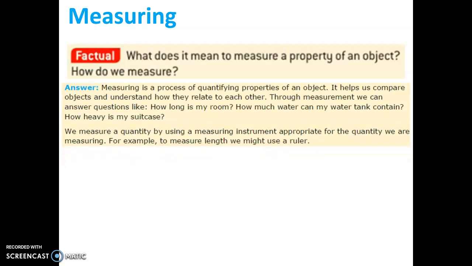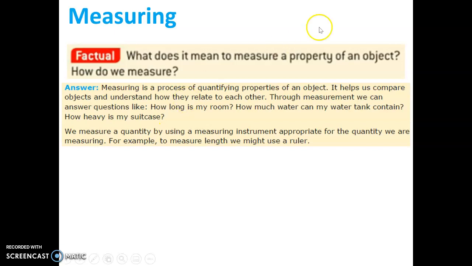Perhaps you answered something like this. Measuring is a process of quantifying properties of an object. It helps us compare objects and understand how they relate to each other. Through measurement, we can answer questions like, how long is my room? How much water can my water tank contain? How heavy is my suitcase? In other words, measurement allows us to put numbers to the world around us.